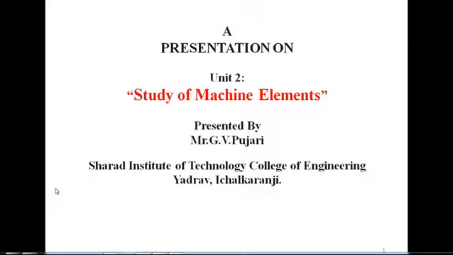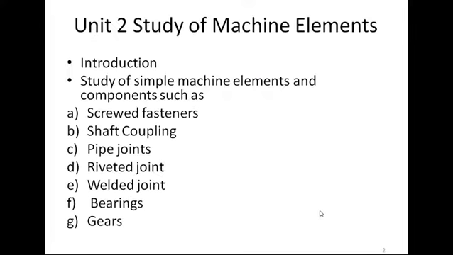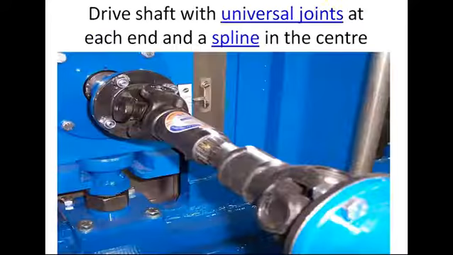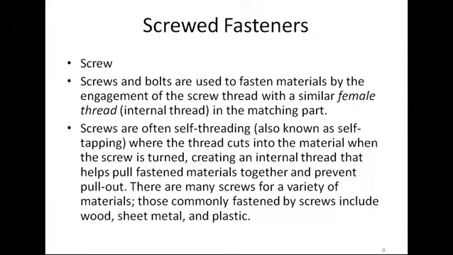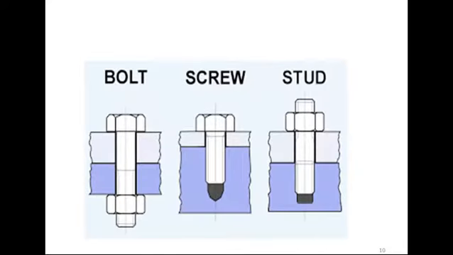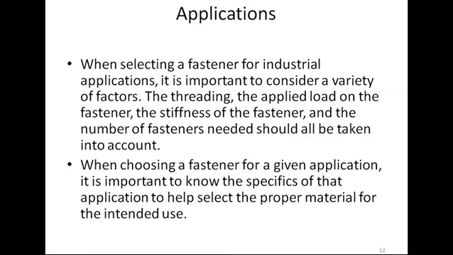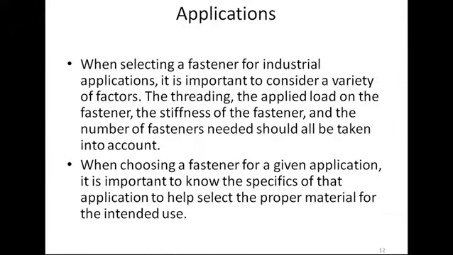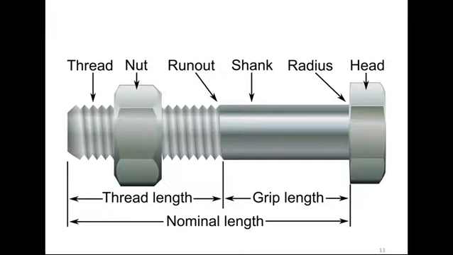In machine drawing, last time we started the chapter on machine elements, and we saw the introduction. Then in the last lecture we started the first point, screwed fasteners. About screw fasteners, we saw the types of screwed fasteners, the materials used for them, and their applications.